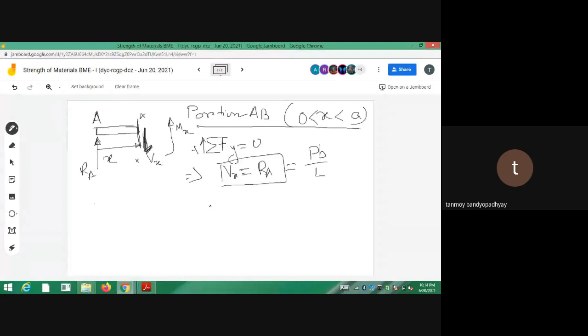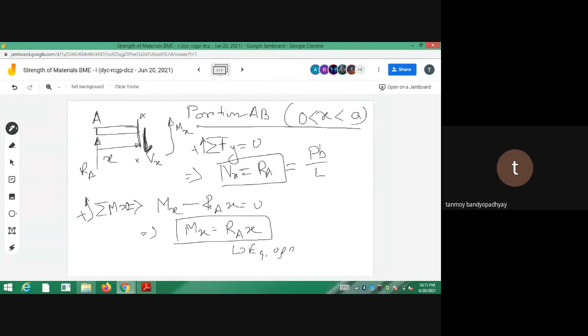Now if I do a moment balance, anti-clockwise positive, at the point X, I am finding out the moment Mx. Mx is anti-clockwise, so it is positive. What is the moment of the force RA at the point XX? That is clockwise, so Mx minus RA into X is equal to 0. So I can write Mx is equal to RA into X. What is this equation? This is the equation of a straight line.